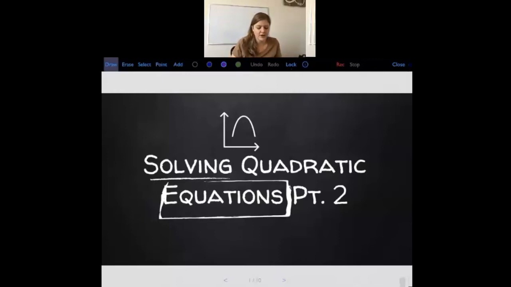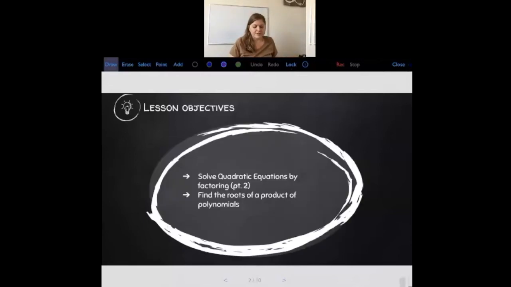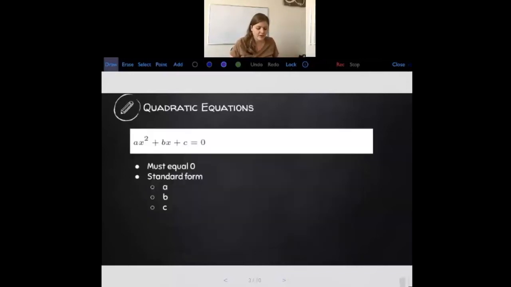In this lesson, we're going to go over solving quadratic equations, part 2. Specifically, we'll solve quadratic equations by factoring and we'll find the roots of a product of polynomials. As a reminder, quadratic equations come in the form of ax squared plus bx plus c equals 0.